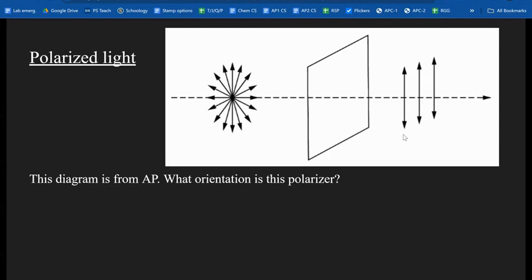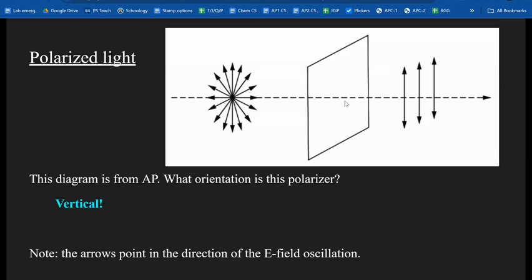Okay, moving on. So this is a diagram straight from AP. You have unpolarized light coming in on the left, and that's just how they draw unpolarized light going every way. And then it goes through this polarizer. Here's the light coming out from this. So what orientation is this polarizer? I'm hoping you think vertical, right? If we have all of these vertical lines after it, vertical electric fields, this has to be a vertical polarizer. Reminder, electric field oscillation is the direction that they have.